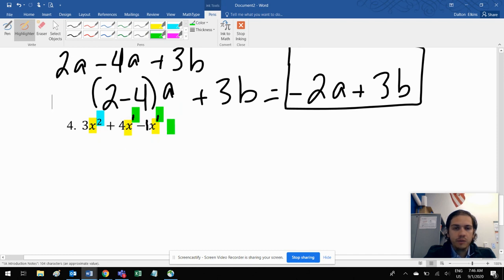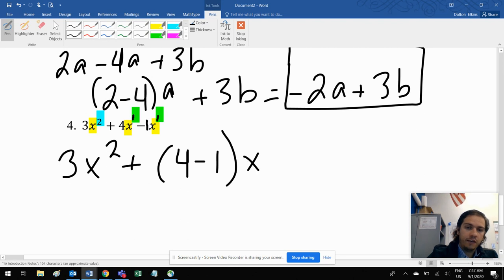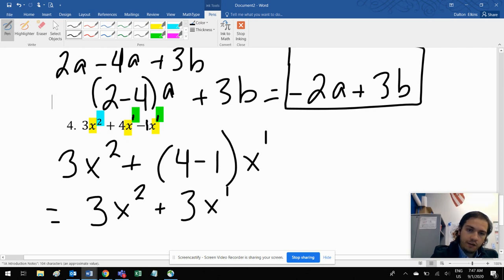I can't combine the 1s and the 2s, right? They have the same variables, so we met that criteria, but they don't all have the same exponents. So this 3x squared can't combine with anything else. Then we have the 4 minus 1, so I'm going to do plus, and then 4 minus 1, x to the power 1. So I can combine those. The 3x squared will stay the same. 4 minus 1 is 3, so plus 3x to the power 1.